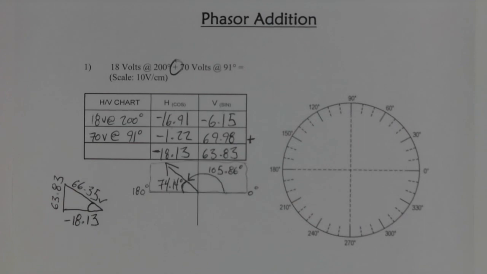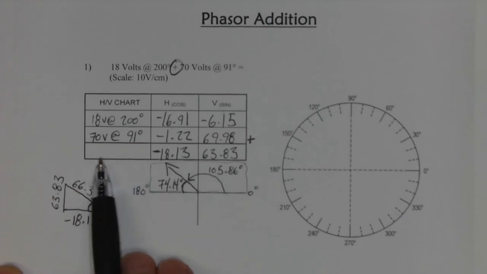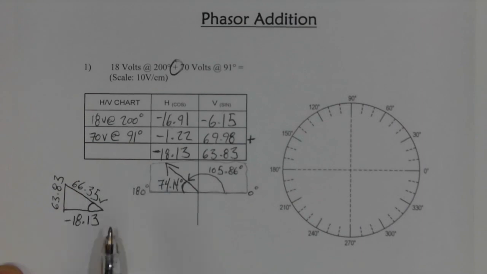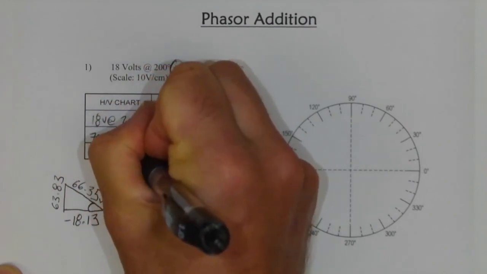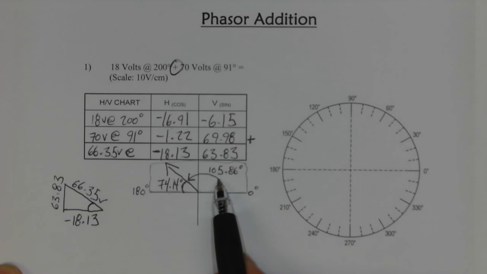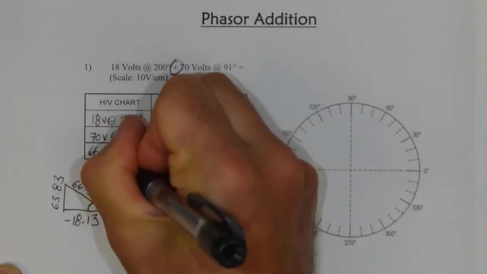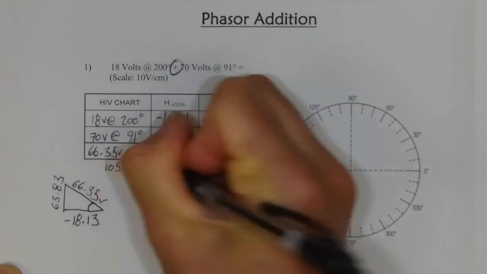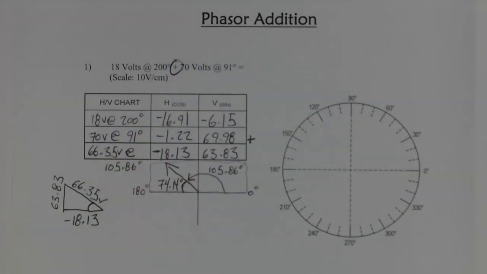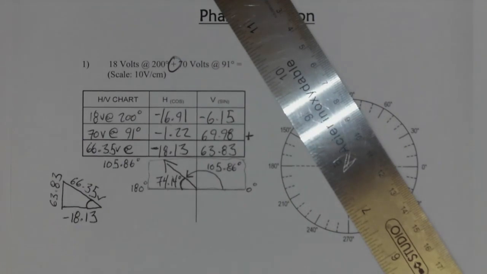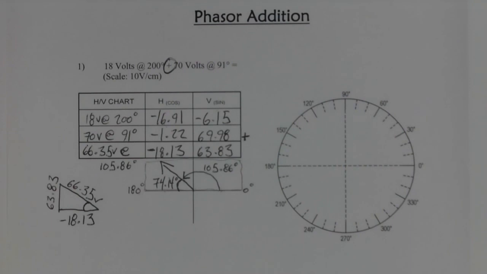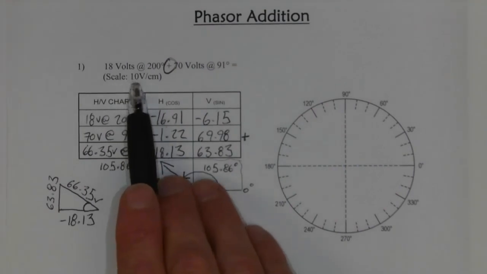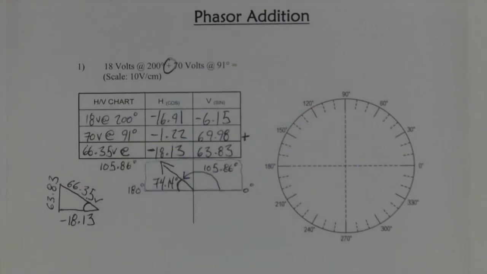So next step, let's write down what our actual phasor is then. We've worked out 66.35, and we've also worked out the angle. It is 105.86. So the second portion is simply to sketch them, and you need a ruler, okay? It doesn't need to be a fancy stainless steel ruler like this one, but you do need a ruler, and this is simply saying what the scale is per centimeter. So 10 volts per centimeter.